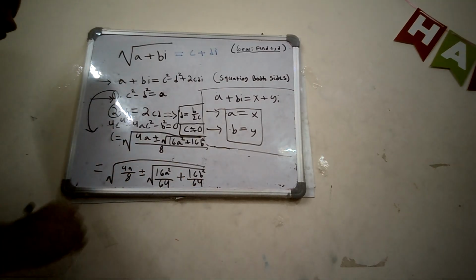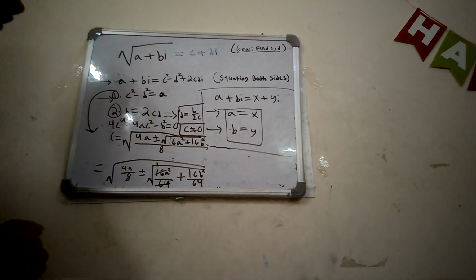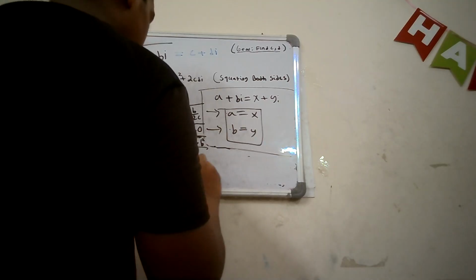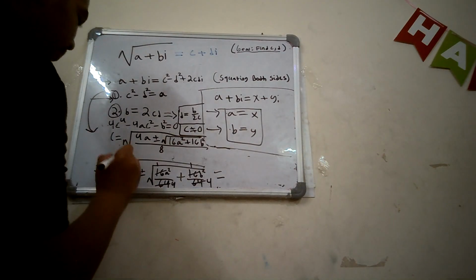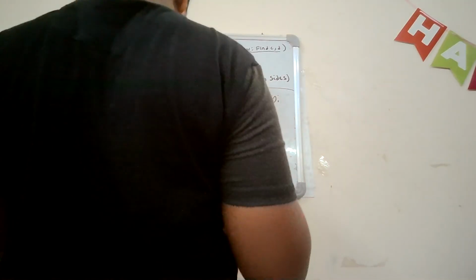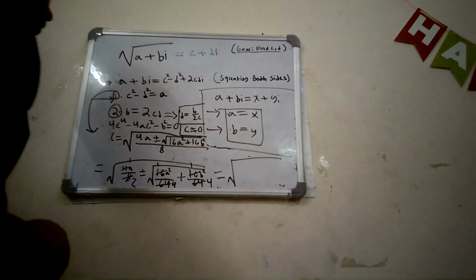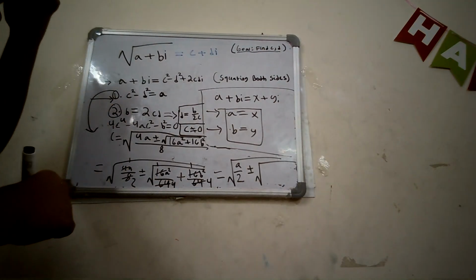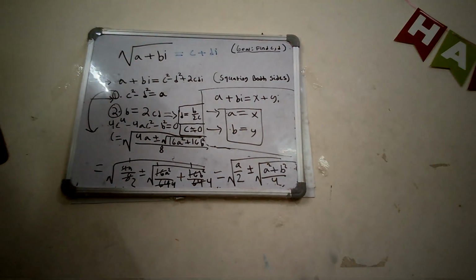Divide by 16, you get 1. Divide 64 by 16, you get 4. Awesome. So this just basically simplifies. And look, 4 upon 8, divide by 4, 1. Divide 8 by 4, you get 2. So this should just be the square root of a upon 2 plus or minus the square root of a squared plus b squared upon 4. Okay, but are we done yet?